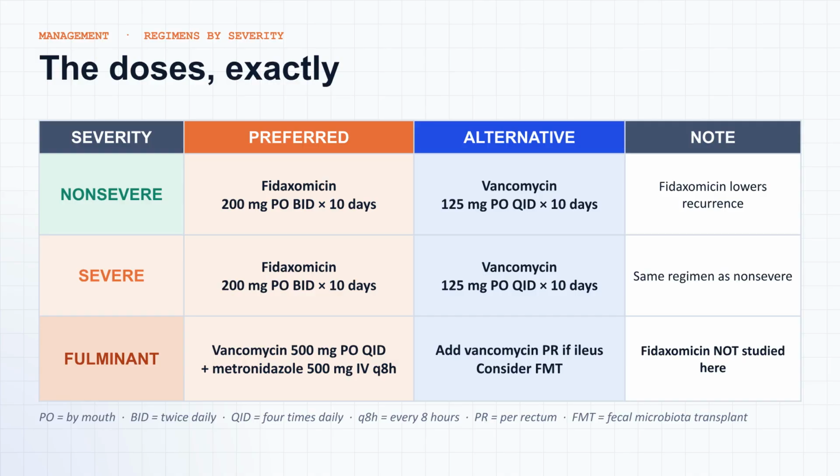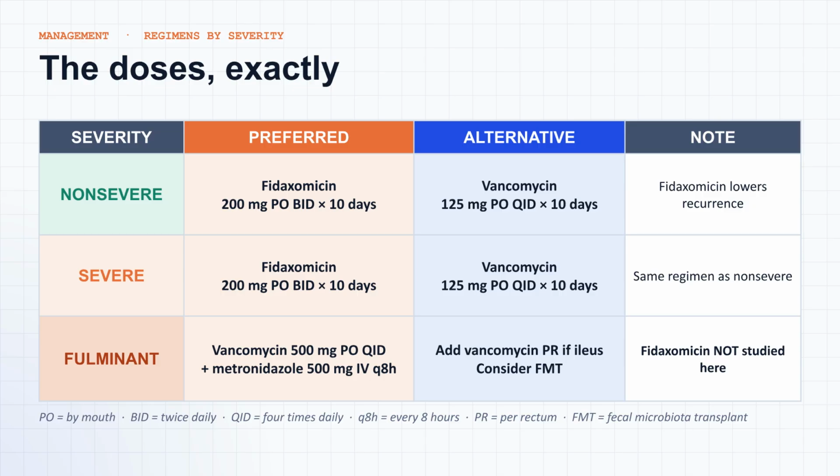For non-severe or severe disease, the treatment is the same. Fidaxomicin 200 mg by mouth twice daily for 10 days, or vancomycin 125 mg by mouth 4 times daily for 10 days. For fulminant disease, the regimen changes completely. Vancomycin 500 mg by mouth 4 times daily, plus metronidazole 500 mg intravenously every 8 hours. Notice the vancomycin dose quadruples, and fidaxomicin does not appear in that row.